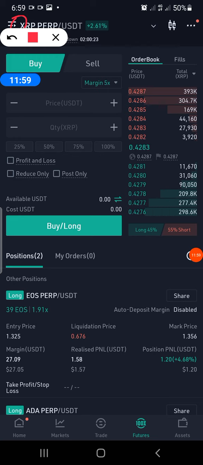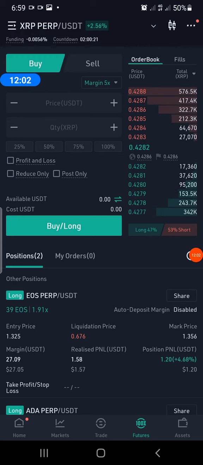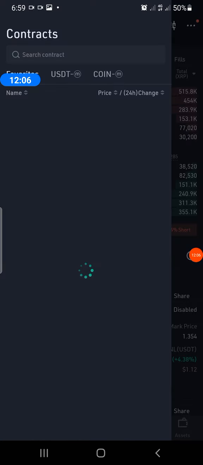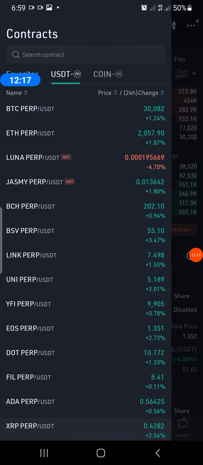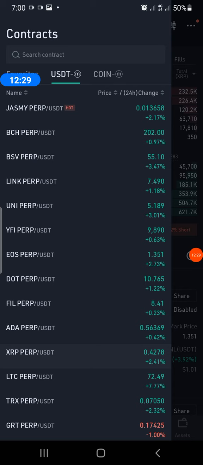At this box here you select these three lines. I wish this could just come down, but it can't. So you select these three lines. This is USDT margin, this is coin margin. We are focusing on USDT margin. Forget about coin margin for now. This is where you can select the list of coins.